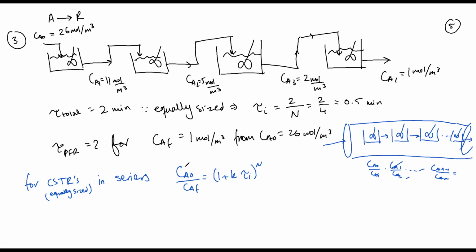So in this case, what do I have? I have CA0, I have CAF, I have n, and I have tau actually. So I can get K. Using this equation, I can get K because I have everything else. So what am I going to do with this K? I need to find the equivalent tau for a PFR for a first order irreversible reaction.